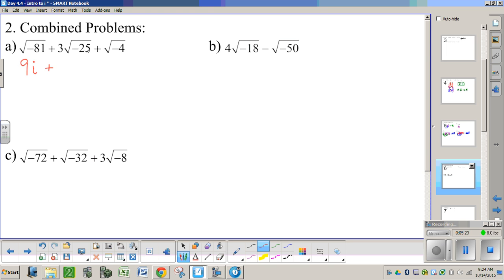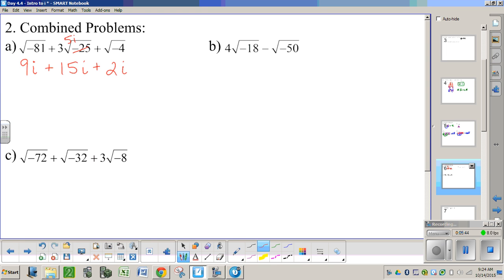Square root of negative 25 is just 5i. But I have to multiply that by the 3 that's already there, so this is going to become a 15i. And then the square root of negative 4 is 2i. So now all of our radicals are actually gone, and we're left with just imaginary numbers.